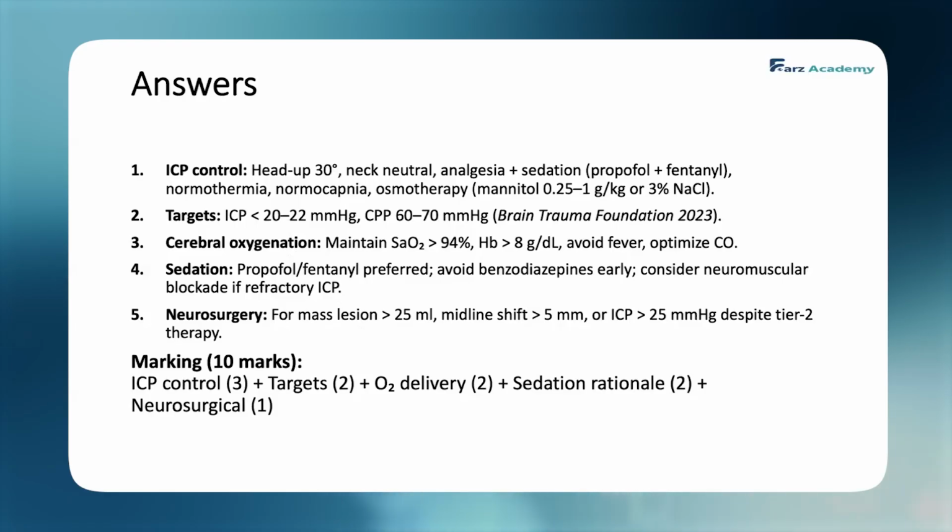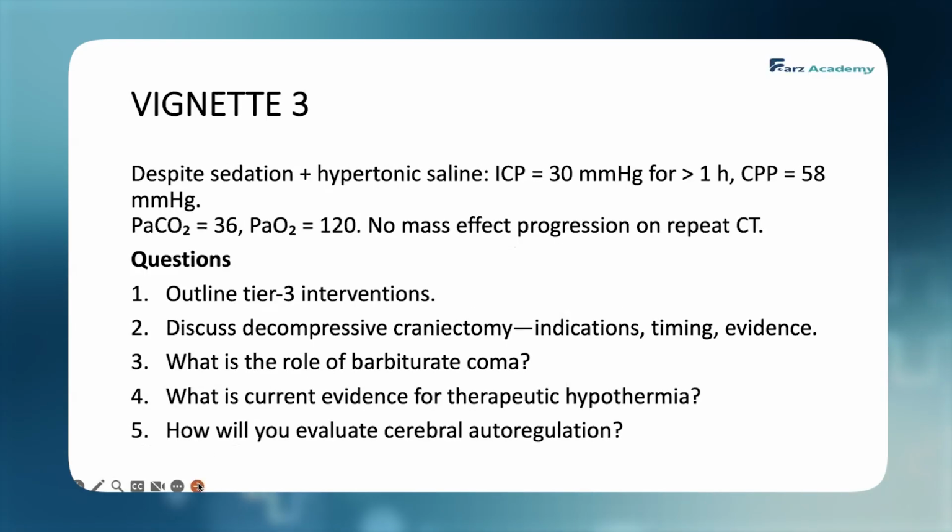Okay. Now coming to the next scenario. Next scenario: despite sedation and hypertonic saline, ICP is 30 mmHg for more than 1 hour, and CPP is 58, still on the lower side, and PaCO2 is 36 and PaO2 is 120, no mass effect progression on repeat CT. Now the question is to outline tier 3 intervention.